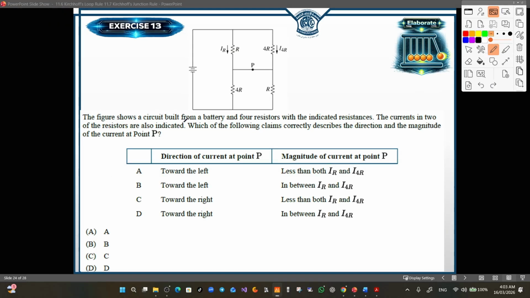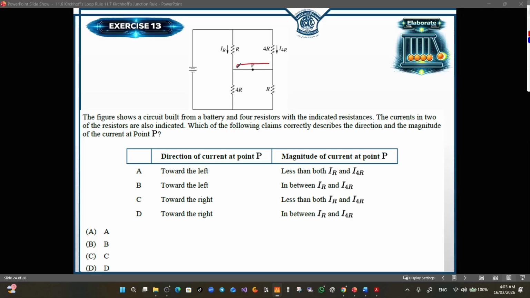The figure shows a circuit built from a battery and 4 resistors with the indicated resistances. The current in 2 of the resistors are also indicated. Which of the following claims correctly describes the direction and the magnitude of the current at point B? Now here we are assuming that there is a current carried by this wire, the wire that the point B belongs to.